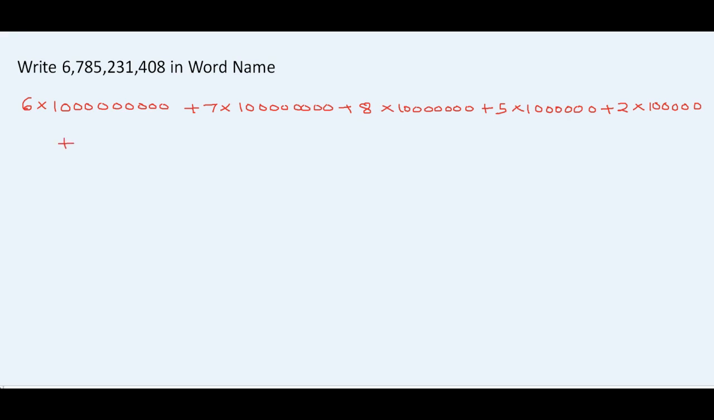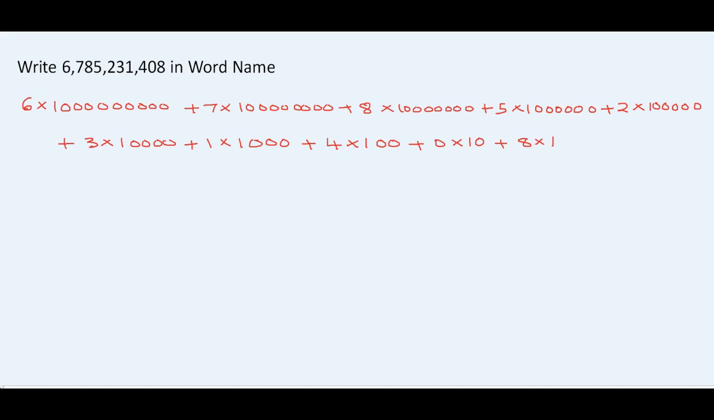Plus 3, we multiply by 1, and we have 4 zeros, plus 1, we multiply by 1, and then we have 3 zeros, plus 4, we multiply by 1, 2 zeros, plus 0, we multiply by 1, and then we have 1 zero, plus 8, we multiply by 1.